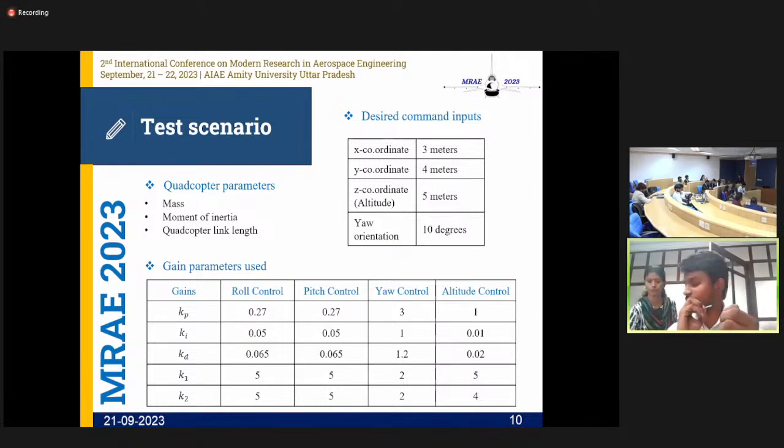coordinate, y coordinate. Why have I chosen the x, y coordinate? Because I have worked on the attitude part, but the position part I have taken from the same, and I calculated the maximum angle required when I give 3 meters. And these are the gain values I have calculated using several techniques.